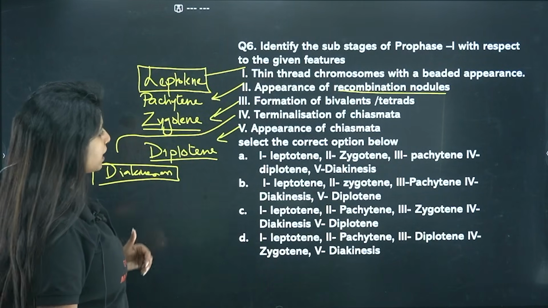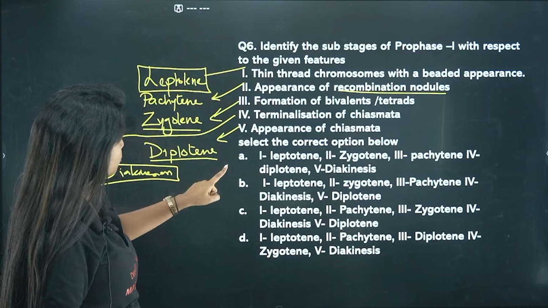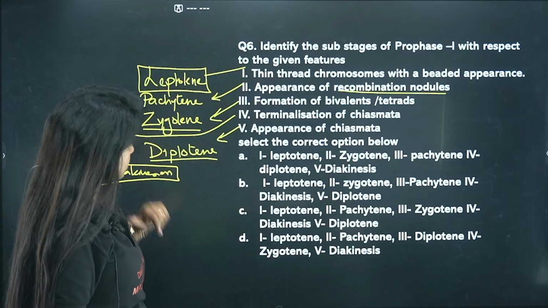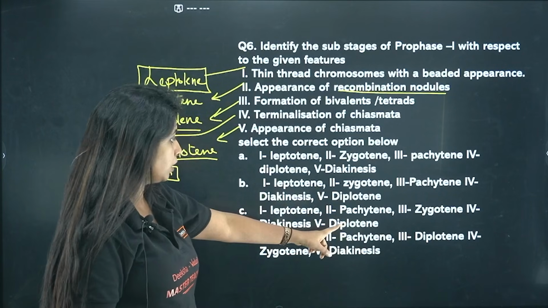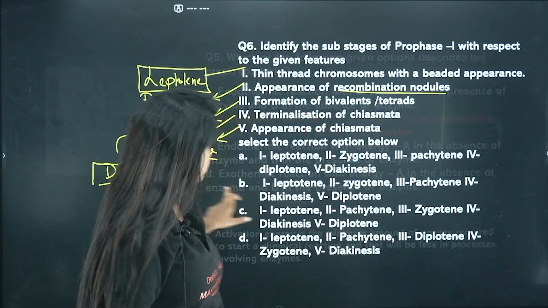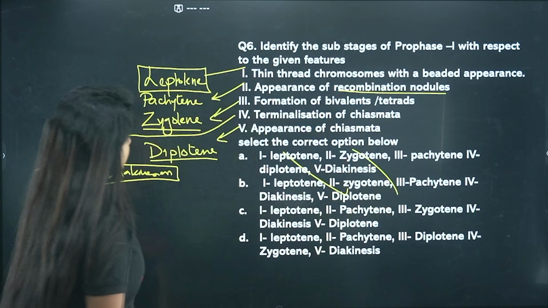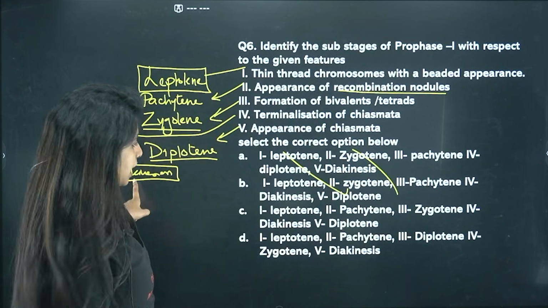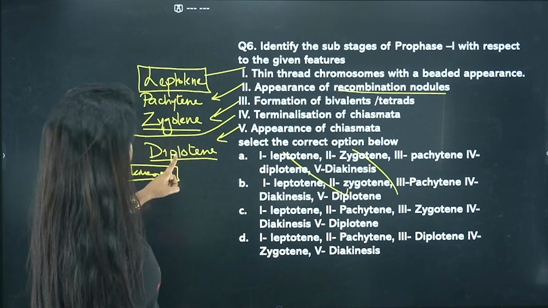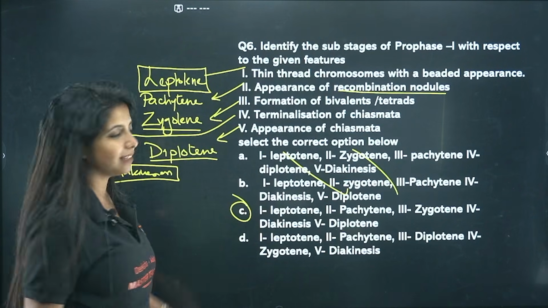So by that nature, what would be your answer? One is going to be leptotene. Everyone has leptotene. Fine. Second one is pachytene. I got two options, so let me cancel these two options. The third one is zygotene. The fourth one is diakinesis. And the fifth one is diplotene. So your answer for this question is going to be C.